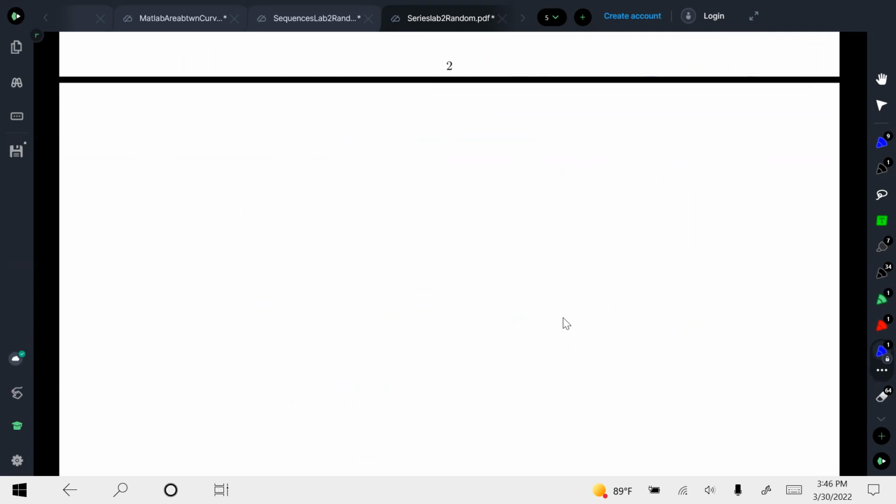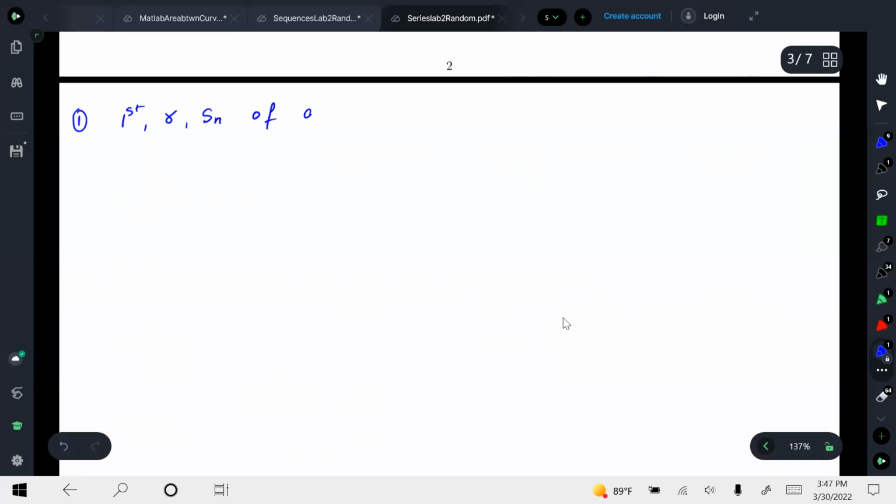Or if you want me to explain anything, let me know. Okay. Now, the first example for the first type: you need to find the first term, the geometric ratio R, and Sn, the geometric series. That's the first type, right? Remember, these are just examples. Got it?